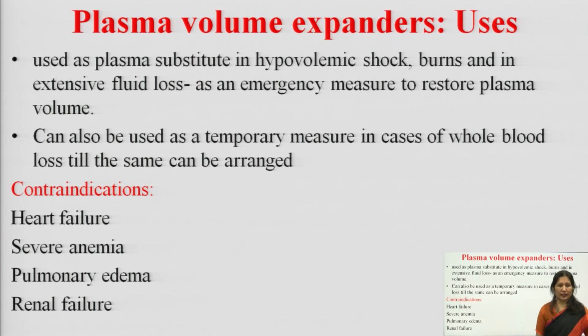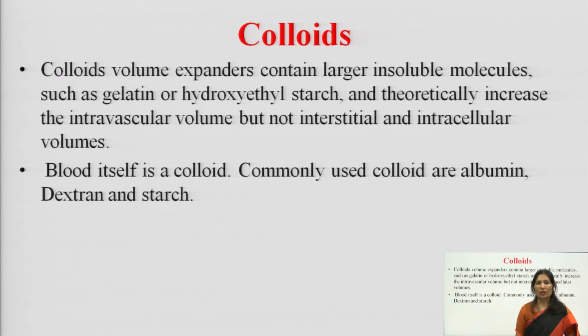What are the contraindications? Plasma volume expanders should not be used in case of heart failure, severe anemia, pulmonary edema and in renal failure. Now, we will do one by one. There are two types, as I have told you, colloids and crystalloids. First we will cover drugs of colloids and then we will cover crystalloids.